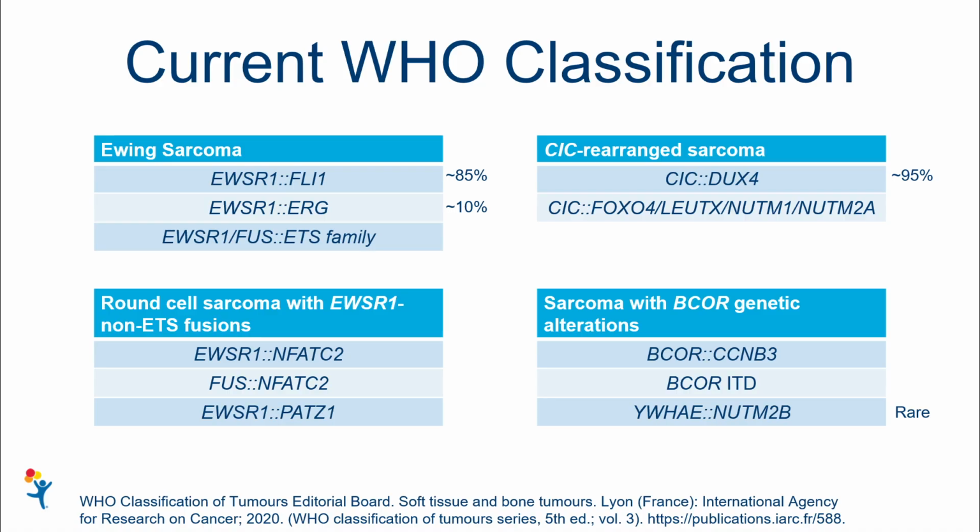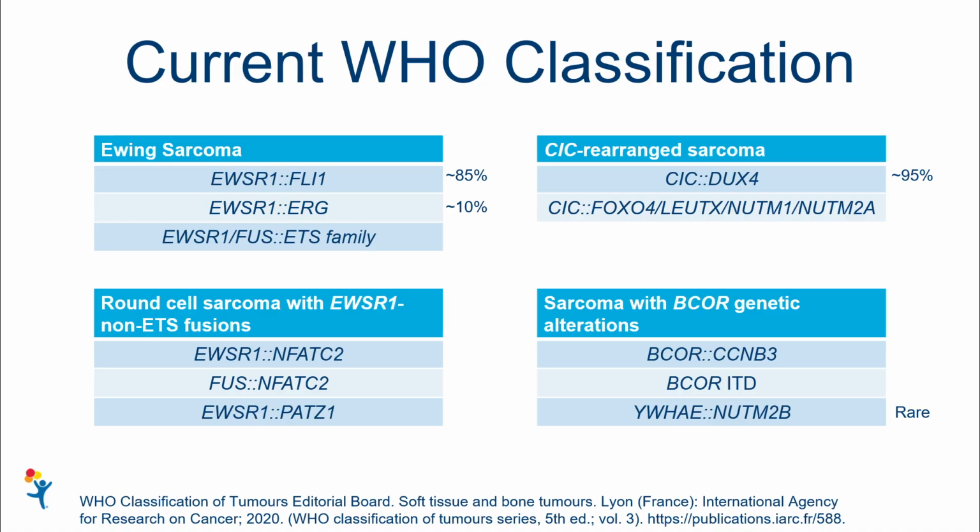The rest are going to be EWSR1 or FUS fused to an ETS transcription factor family member. And so this is the major split in these 2 groups on the left. The round cell sarcomas with EWSR1 fusions and partners that are not ETS family members have now split off into their own group. So you have EWSR1 with NFATC2, FUS with NFATC2, EWSR1 with PATZ1. These are now their own category. Also in their own category now are the CIC-rearranged sarcomas. And we'll talk about CIC-rearranged sarcomas at the end of the talk as one of the molecularly defined entities. The vast majority of these are going to have CIC-DUX4. They're now considered a distinct entity from Ewing sarcoma, and I think with good reason.